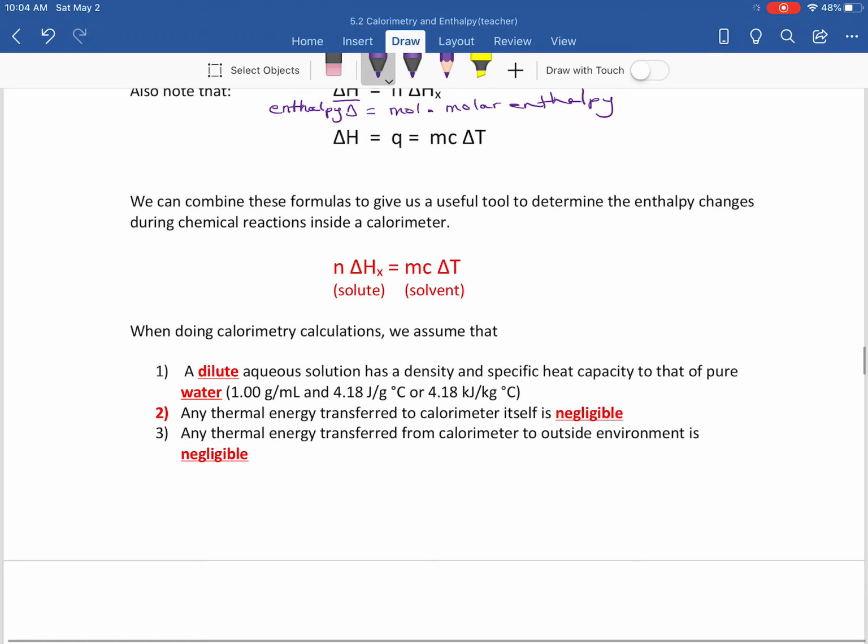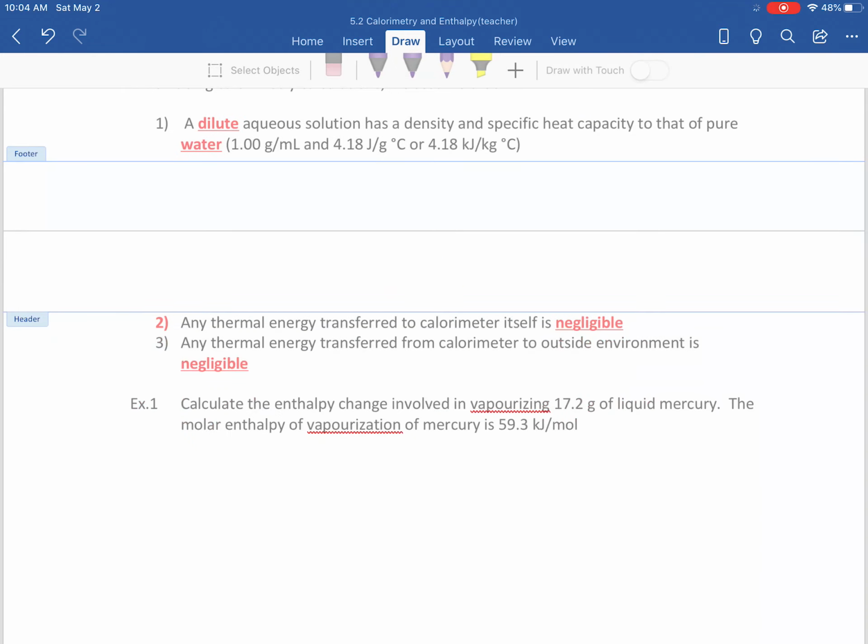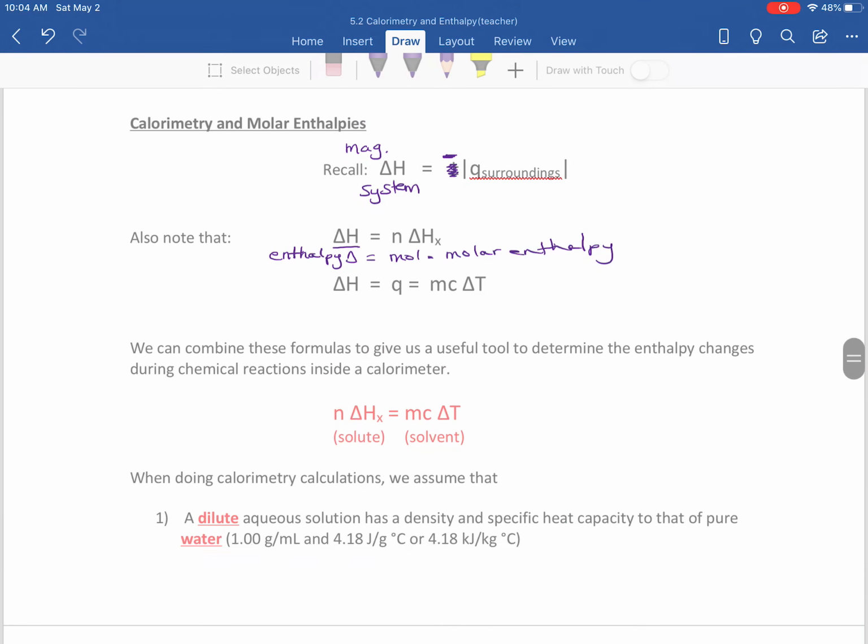So when we are doing a calorimetry question, we can group all of these equations together. And for our purposes, we will use N delta HX. So what is this? This is the moles.